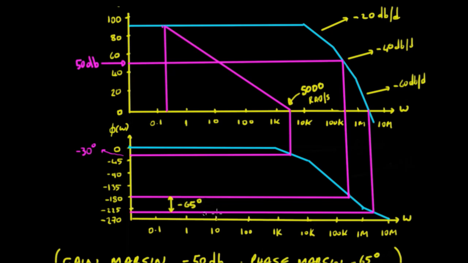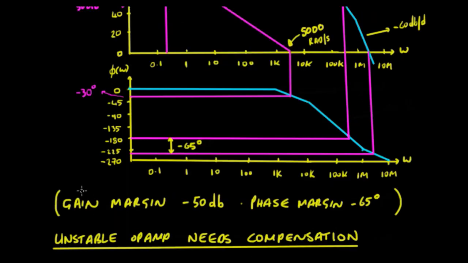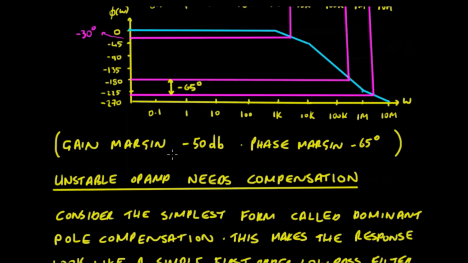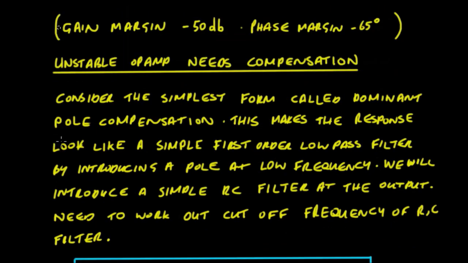So we can see that here the 0 dB gain occurs away down at this minus 240 odd degrees. So it's minus 245 degrees, so it's 65 degrees worse than the 180. Okay, so that there is not going to be a stable Opamp. So we need to stabilize this Opamp, and we need to get an acceptable gain margin and phase margin. So the Opamp, we say, is going to need compensation.